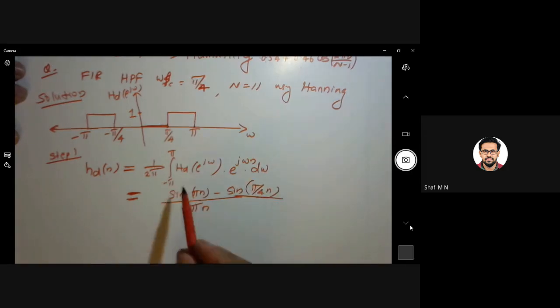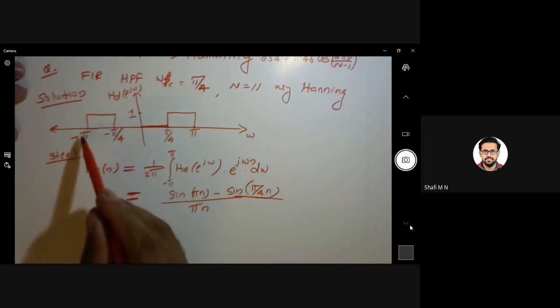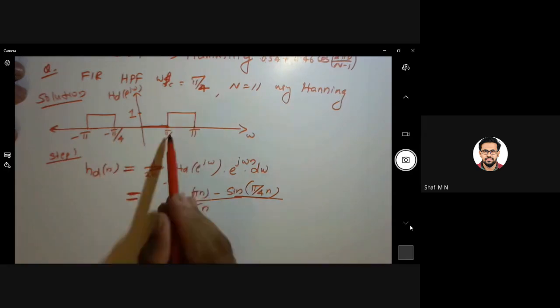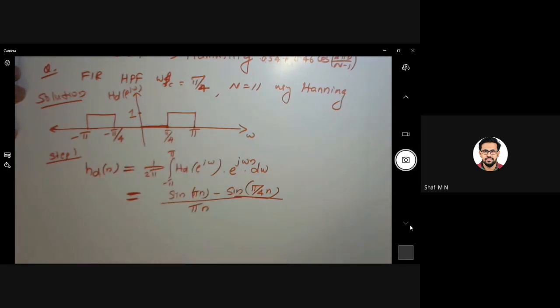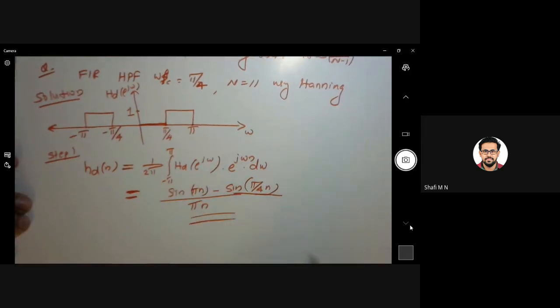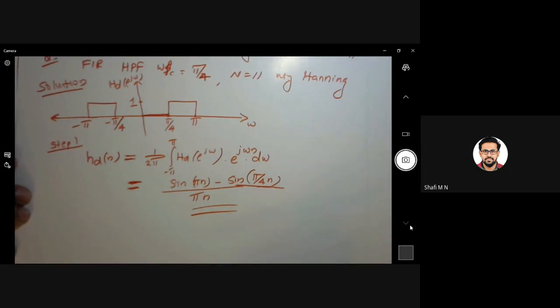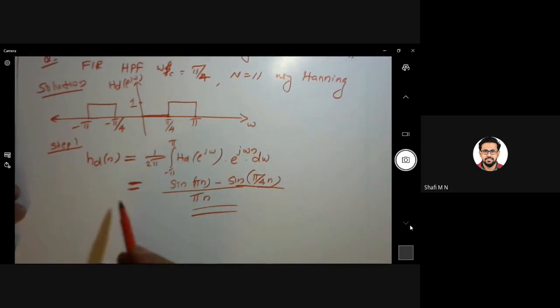Or else you can use the direct integration. Minus pi to minus pi by 4, its value will be 1. Then pi by 4 to pi, its value will be 1. Okay, you can split it up. But at least use the shortcut or split it, then you can write the answer directly, no issues. So this is your hd of n. So what is the next thing?